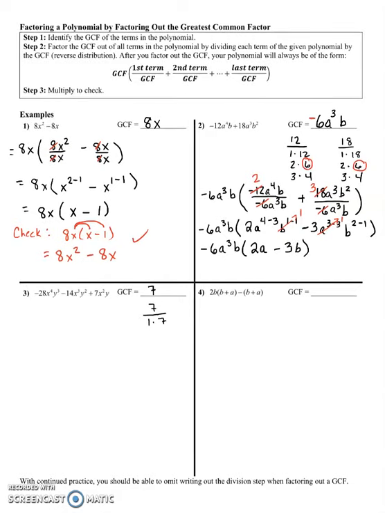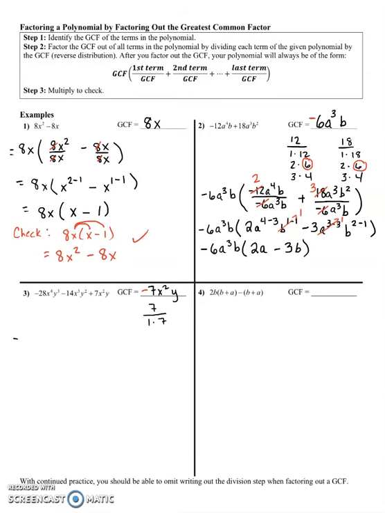Now let's look. We have x to the fourth, x cubed, and x squared. And remember, the smallest exponent is the one we use in our GCF, so that's x squared. Then we have y cubed, y squared, and y. So the plain y is our smallest exponent. And again, our leading term is negative, so let's put a negative in front of our GCF.